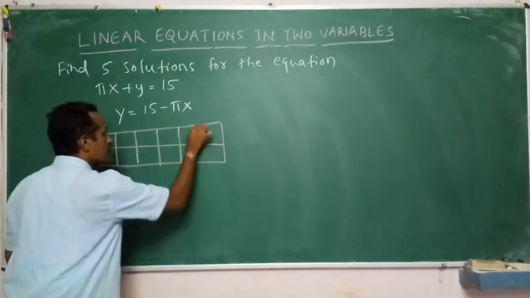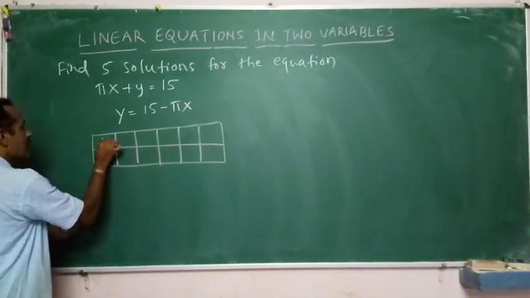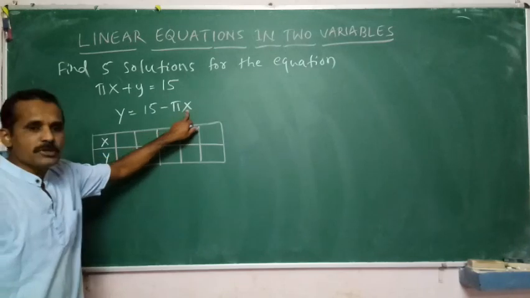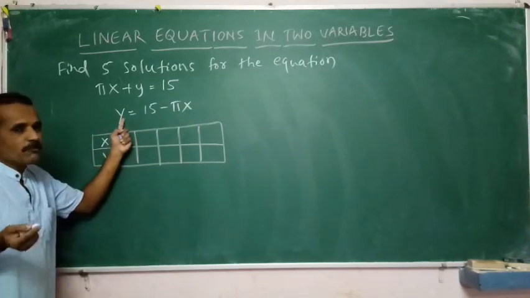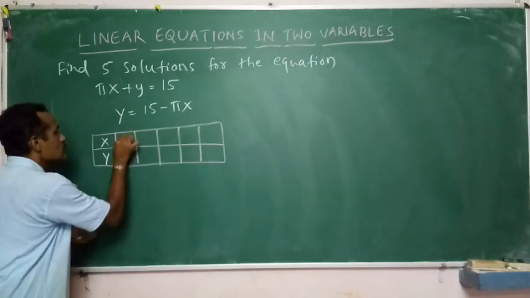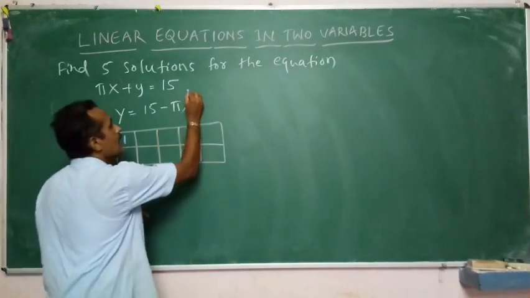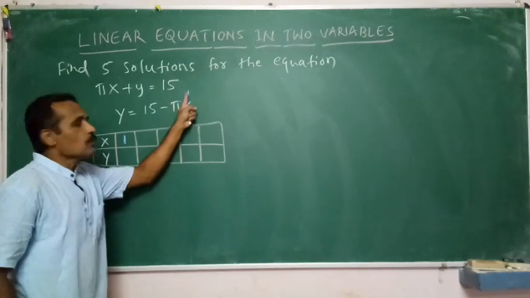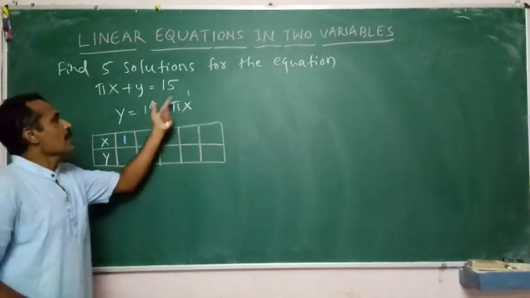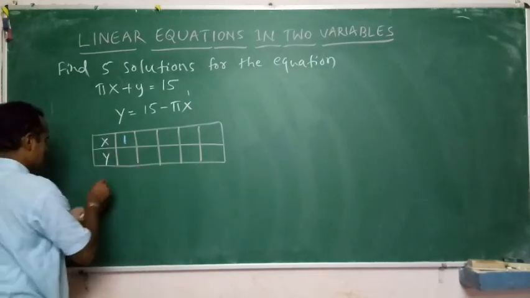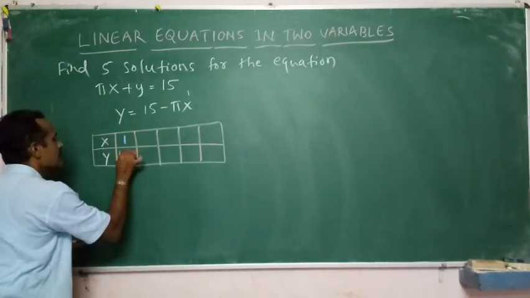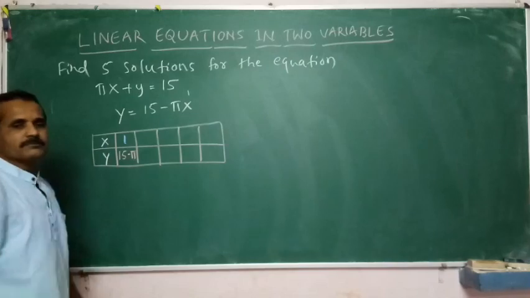1, 2, 3, 4, 5. Let me take x and y. I will substitute different values for x. Naturally, I will get the corresponding values for y. Let me substitute x is equal to 1. Pi into 1 is pi, so 15 minus pi. Don't substitute the value of pi. Keep it as it is. It is 15 minus pi.